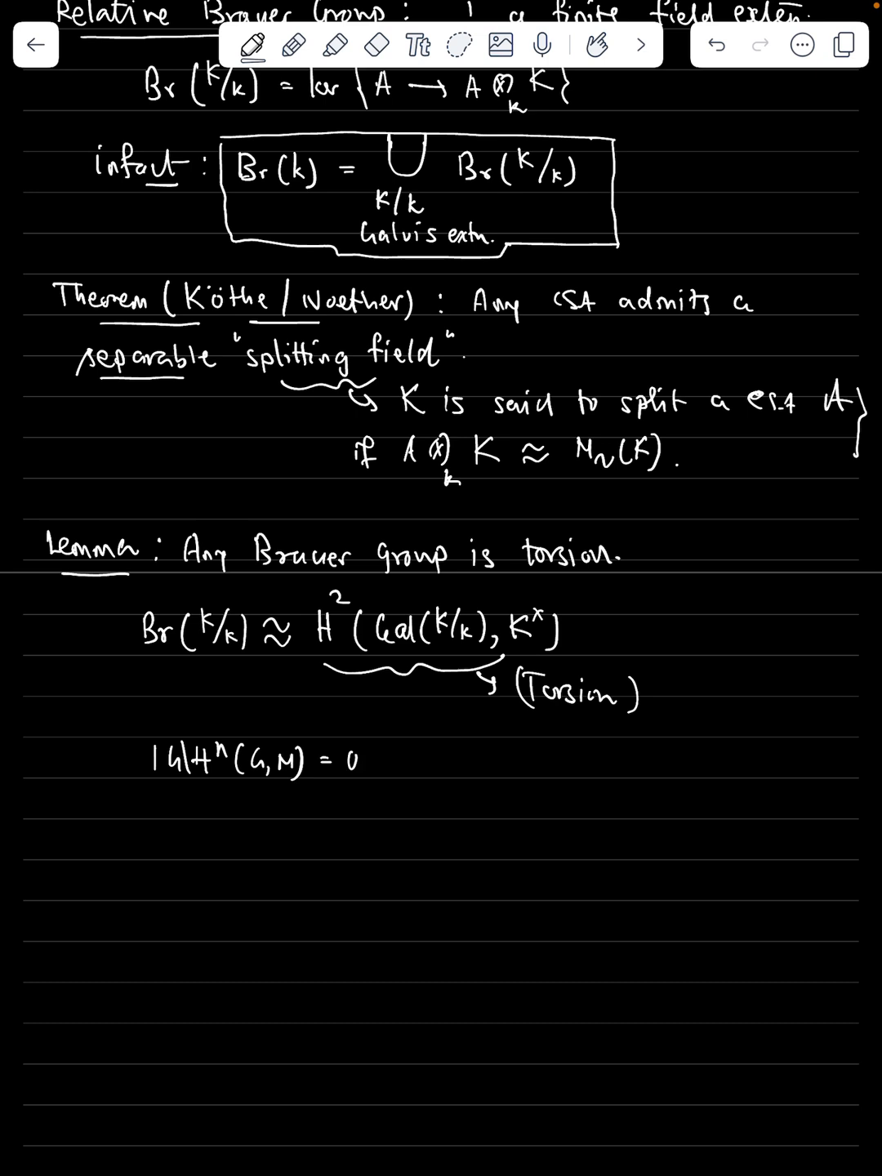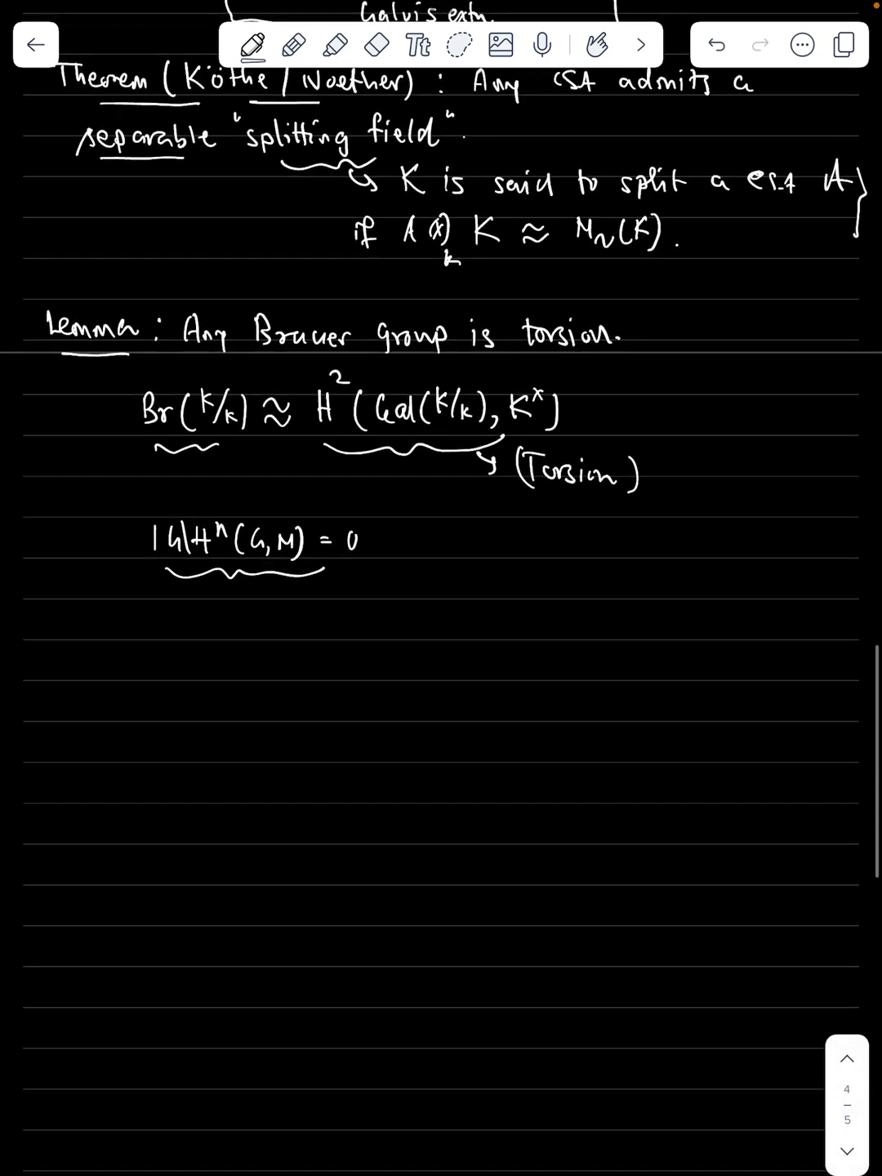So every element has order at most the order of the Galois group, which is a finite group, because we are taking all the finite Galois extensions. So each of these relative Brauer groups is torsion, and you are taking the union over all such Galois extensions. So the absolute Brauer group is also torsion.